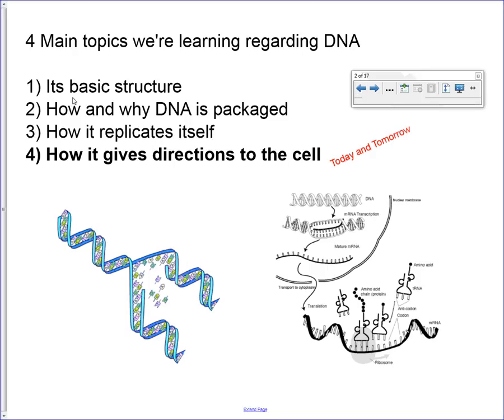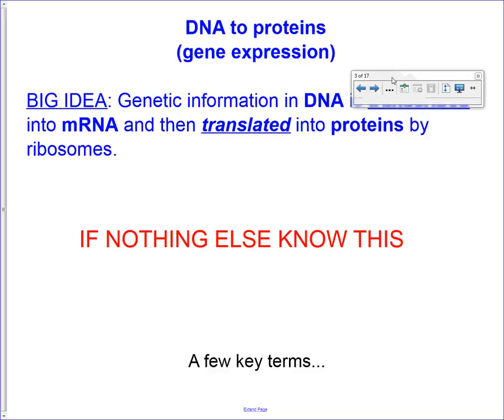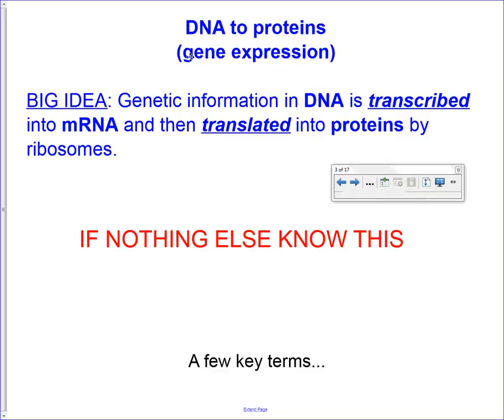Our fourth topic is what we're going to be looking at today, and that's basically how DNA gives directions to the cell. This is a somewhat complicated process relative to the other three topics, so we're going to break it up into two lectures. Okay, the big idea here is this concept of gene expression, which is really just expressing the genes that are hidden in the code of your DNA.